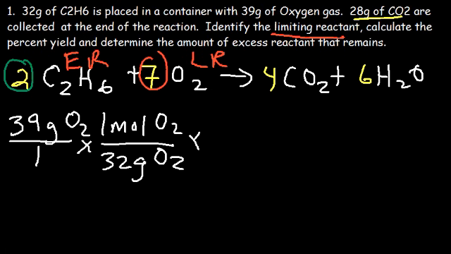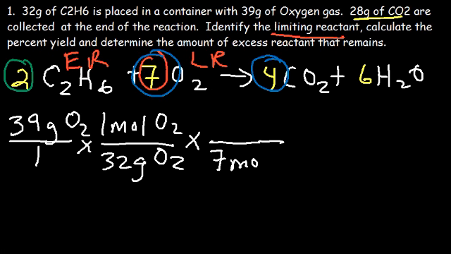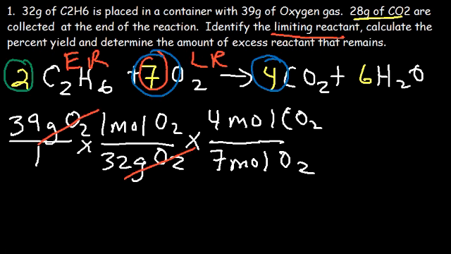Now, in order to convert from moles of O2 into moles of CO2, we need to use what is known as a molar ratio. We wish to convert from O2 to CO2, so it's a 7:4 ratio. So what we need to put in the next fraction is 7 moles of O2 on the bottom and 4 moles of CO2 on the top. What this means is that for every 7 moles of oxygen that are consumed in a reaction, 4 moles of CO2, or carbon dioxide, are produced in this reaction. Notice that the grams of O2 cancel and the moles of O2 cancel as well.